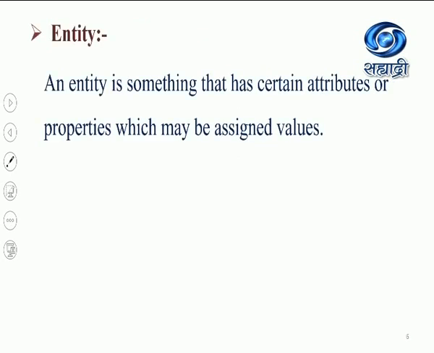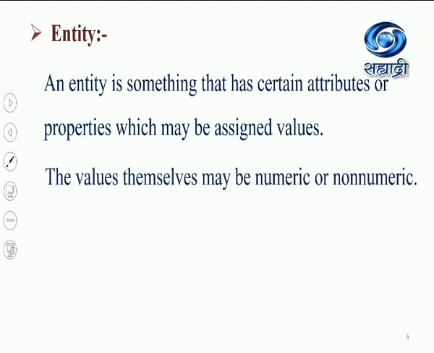Next term is entity. It is very important. Entity is something that has certain attributes or properties. So student is an entity, then table is an entity. The thing which you can represent is called an entity. The values themselves may be numeric or non-numeric.